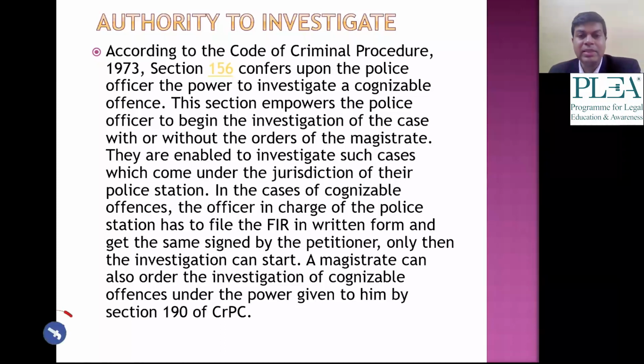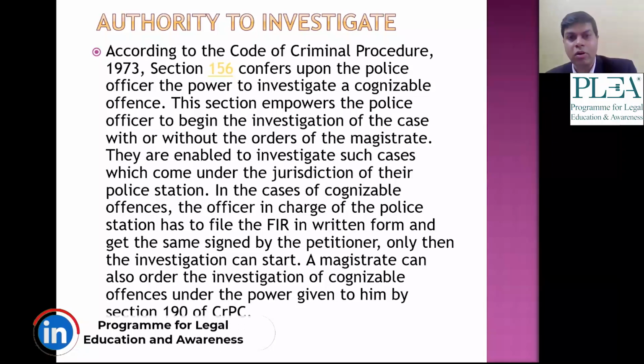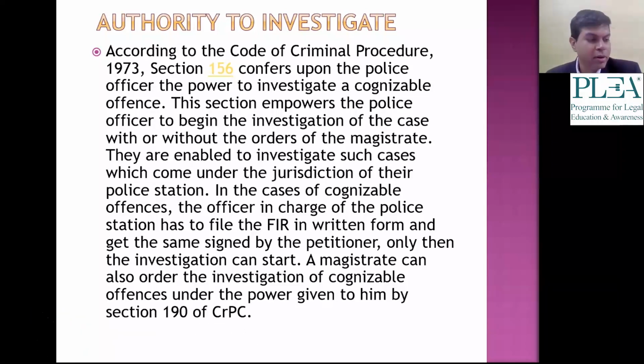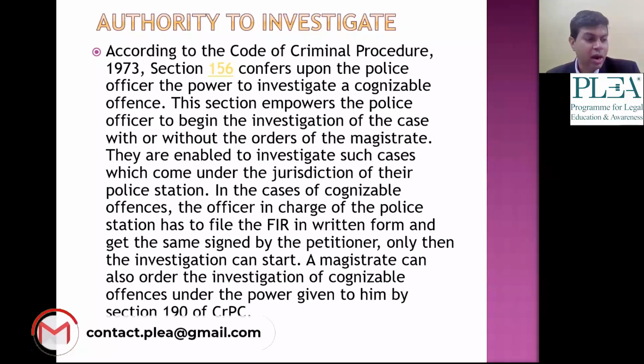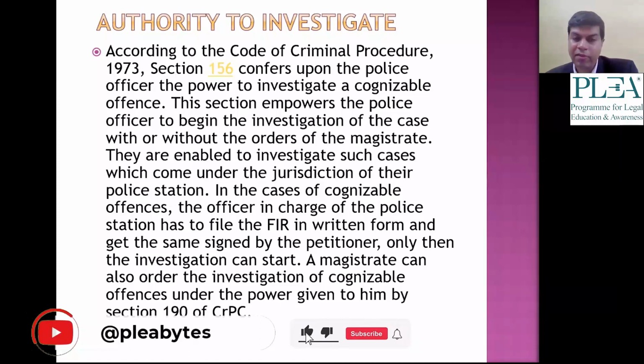Normally what happens, I'll tell you the steps. Whenever a complaint is given to the police station, the police first takes the complaint and sees whether it's a cognizable offense or a non-cognizable offense. If it's a cognizable offense, then the police will investigate into the case and after investigation the police will lodge an FIR. If it's a non-cognizable offense, then the police will not investigate into the case and most probably the FIR will not be lodged against the person.